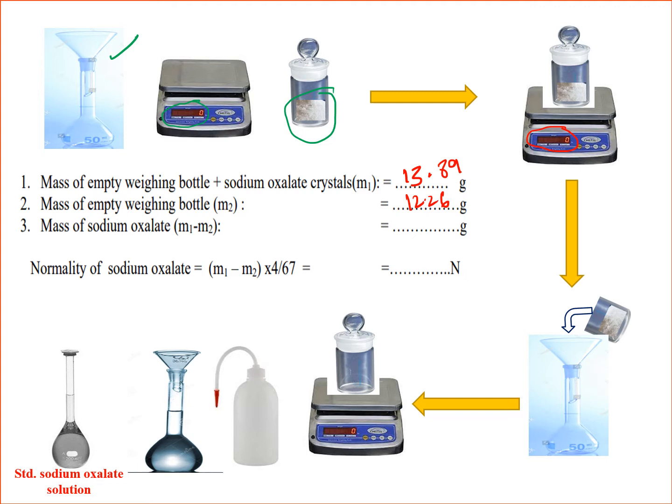Then you come to your place. Your part is done. What is your part? You should go to the balance along with the volumetric flask and funnel. Pick any one weighing bottle containing the pre-weighed sodium oxalate, place it on the weighing balance, note down the weight, transfer to your volumetric flask, and take the weight again. Come back to your place. Then you make up the solution up to the mark.